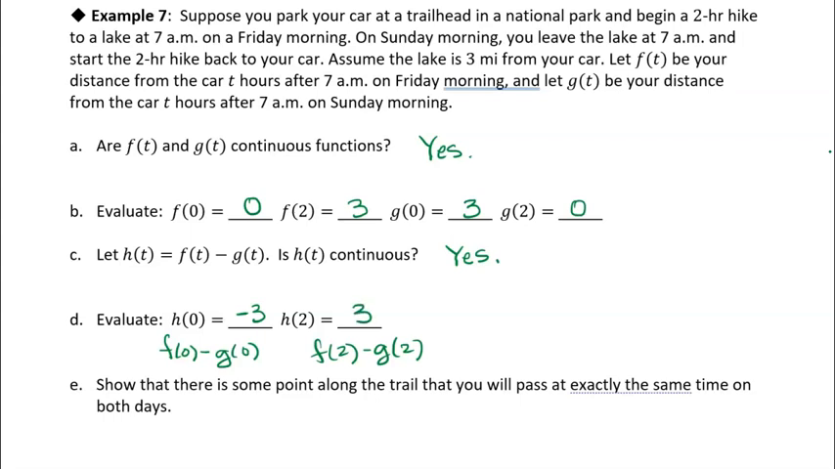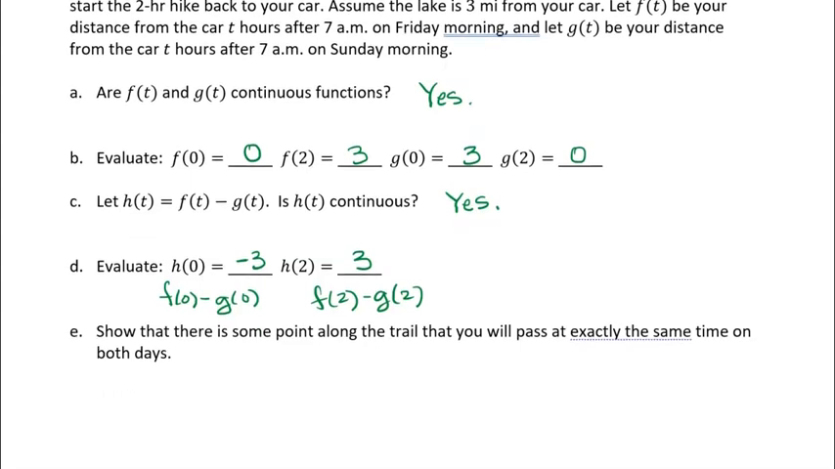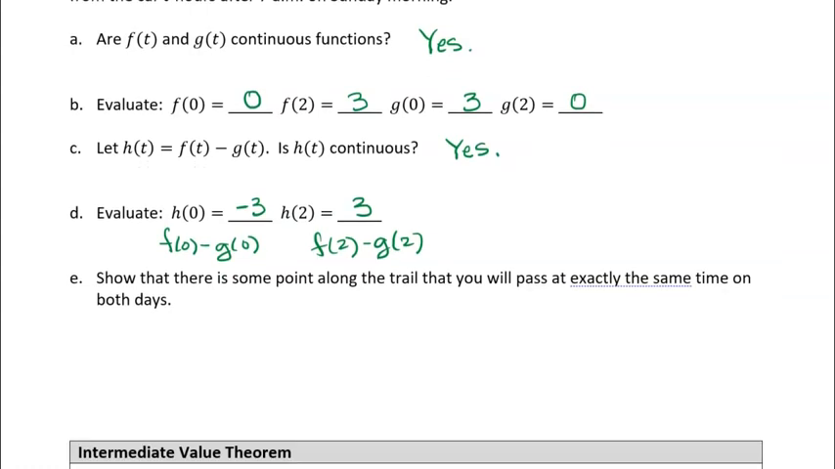So where are we going with all this? Part E is where we're going, and it's asking us to show that there is some point along the trail that you pass at exactly the same time on both days. So how do we know when we're at the same point on the trail? That happens when f of t is equal to g of t. The distance from the car is the same. If the distance from the car is the same, then we're at the same point on the trail. So we want to be at the same point at the same time. That means that f of t minus g of t has to be equal to 0, which is what we've defined to be h of t. So this means that h of t has to be 0.